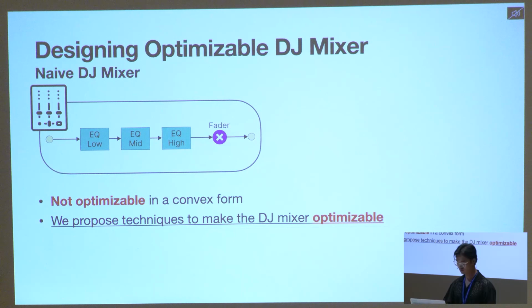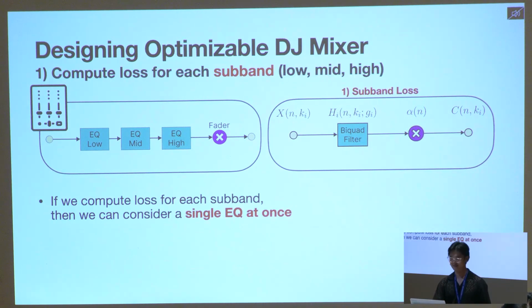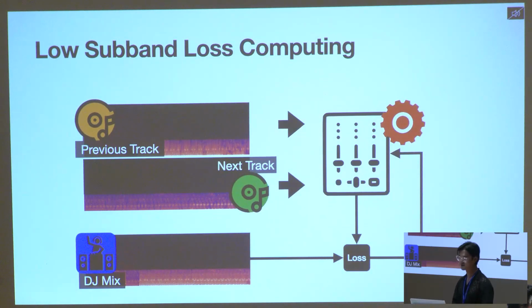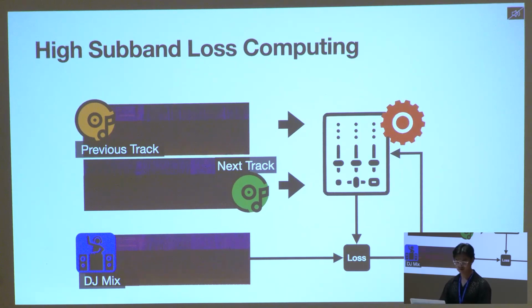So we propose a technique to make it optimizable in 3 steps. I'm gonna explain the 3 steps. First, if we compute loss for each subband, low, mid, and high, we can only consider a single EQ at once. Meaning, like this, if you compute loss for the low subband, then it goes like this, and then if it's the mid band and high band.